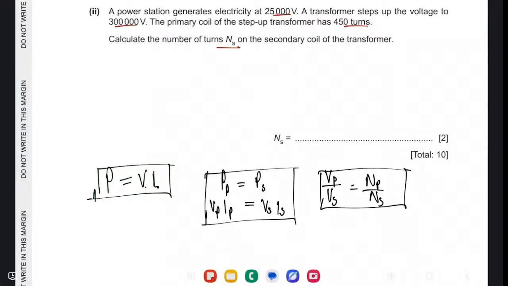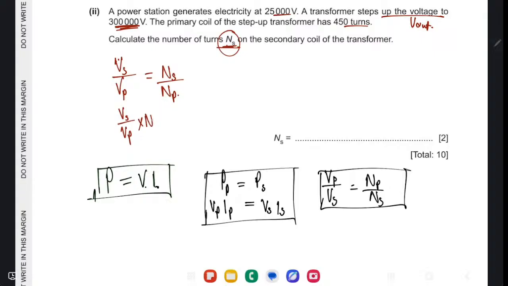Right. Transformer steps up voltage to this, which means this is the output after being stepped up. So we have number of turns and we have voltage. So you're going to say Vs over Vp is equal to Ns over Np. Now, since you're looking for Ns, you take Np to the other side. Vs over Vp times Np, number of turns in primary, is equal to Ns.